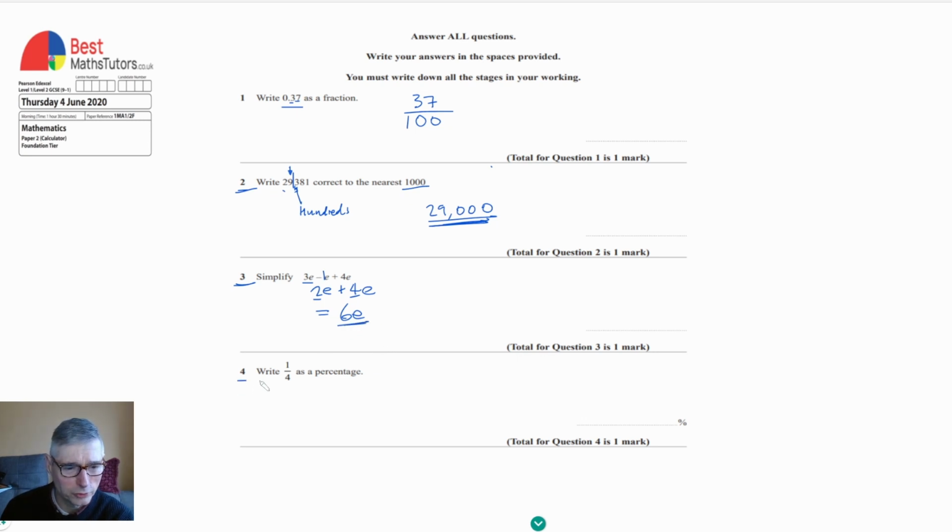And in part 4, we've got to write a 1/4 as a percentage. One of the ways that we can do that is to turn the bottom number into 100, and then the top number becomes the percentage. We'd have to times the bottom by 25 to give us 100 on the bottom of the fraction. And then we times the top by the same number, because with a fraction we have to do the same thing to the top and bottom. That gives us 25 over 100, which means it's 25%.